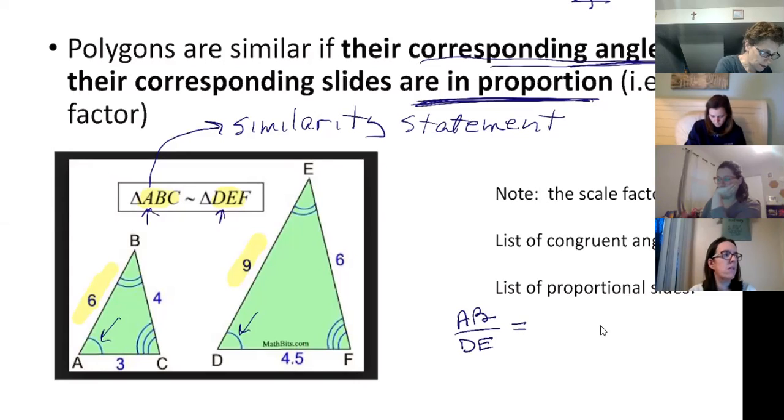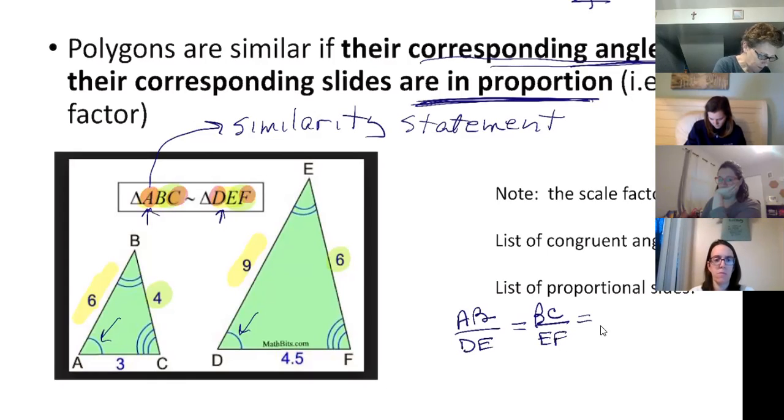So then I'm going to grab a different color highlighter and I'll say BC. BC is the next two letters. BC is going to be in proportion to EF. And then I would write that. So I have BC is in proportion to EF. And the last thing we have to have, grab the first and last.